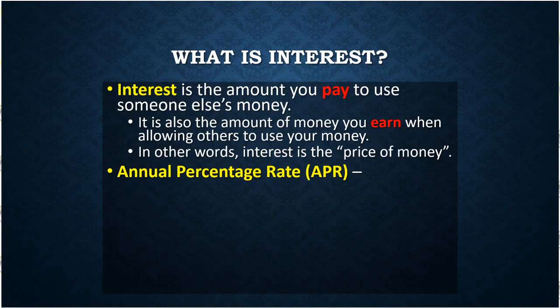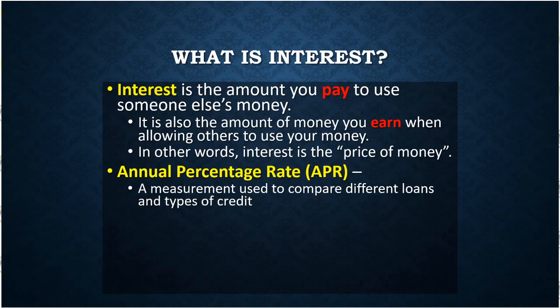The term interest is a dollar amount, but it's really tough to compare when we have different loan amounts and different amounts of interest and stuff like that. So it's hard to tell what's the better deal. So we also have a term called annual percentage rate. The annual percentage rate is a measurement used to compare different types of loans, different types of credit.